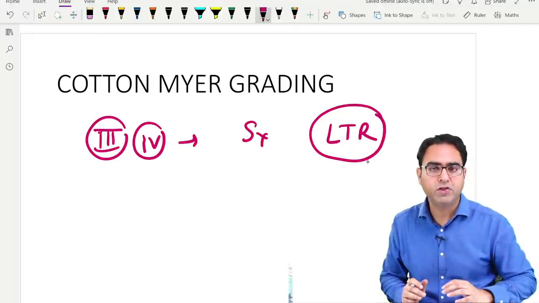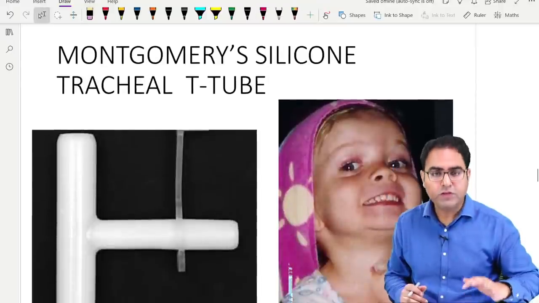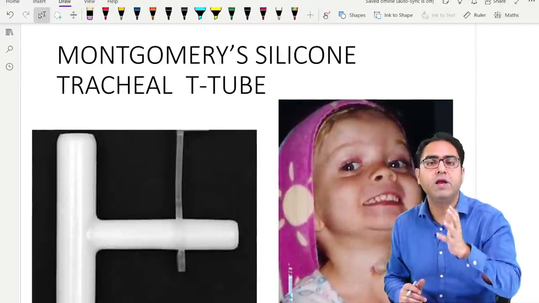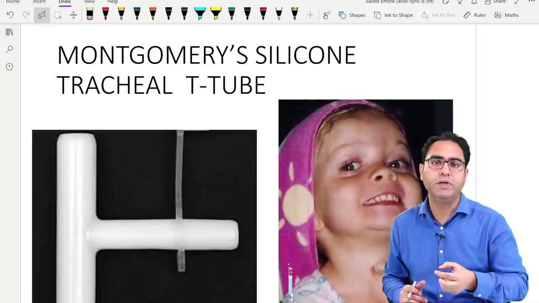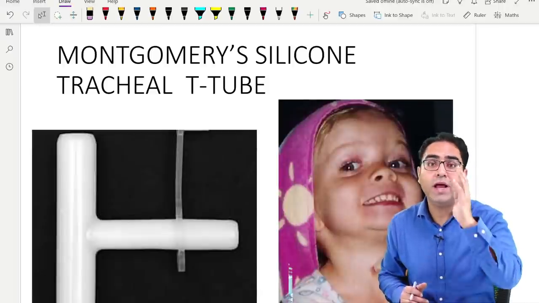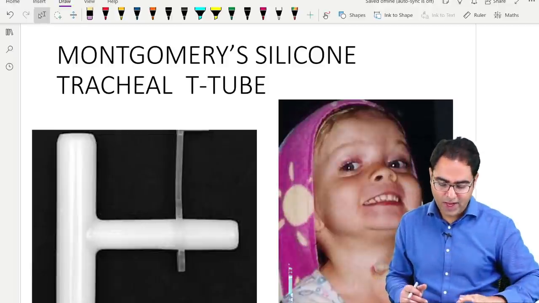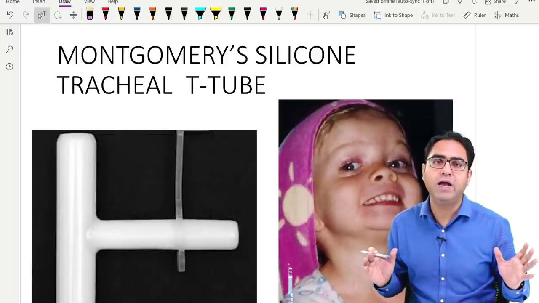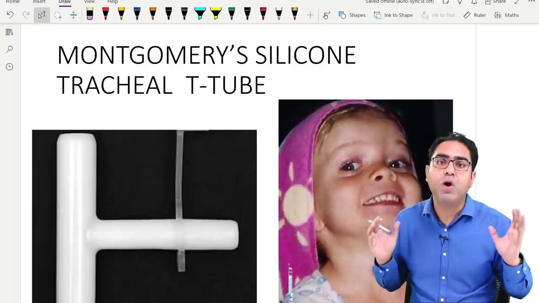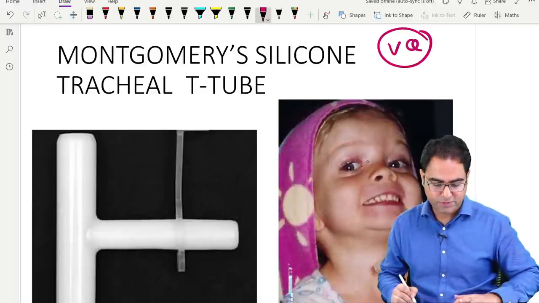But to support that reconstructed part, you have to put a tube which is called Montgomery's silicone tracheal T-tube, which is a T-shaped tube. This tube is put for a few days to support the graft in the surgery called LTR. What is LTR? Laryngotracheal reconstruction. So, grade 3 and grade 4 go for LTR followed by placement of Montgomery's silicone tracheal T-tube. This is your visual question, my dear friends.